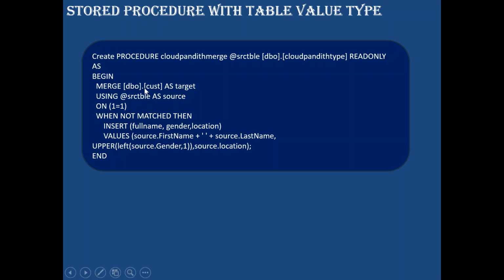Inside, if you see MERGE INTO cust table, the target table is cust. In order to load the data into the target table, I am using the source table. SRC table is nothing but the Cloud Pandit type, the table which I have defined, right? For the type Cloud Pandit type, I have defined the schema. I loaded all my CSV data into the Cloud Pandit type. From this particular Cloud Pandit type, all the values I'll be assigning to this SRC table. This is the stored procedure parameter, which gets the actual table type name.